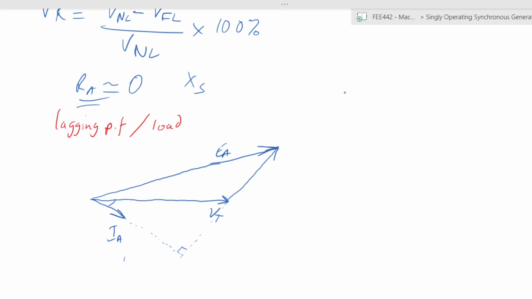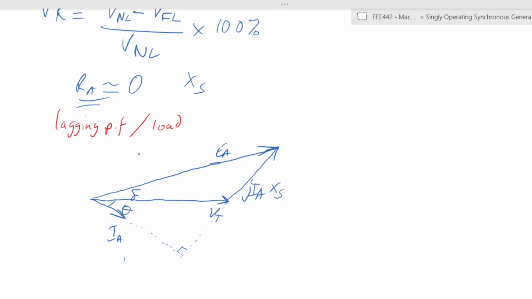This is jI_A X_S, so we understand all of that. This is your cos theta, and then you have an angle delta, which is the angle between your internally generated voltage and your VT. This is a lagging power factor, or lagging load.